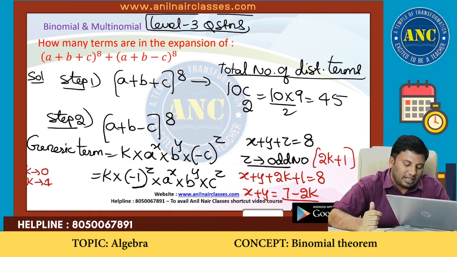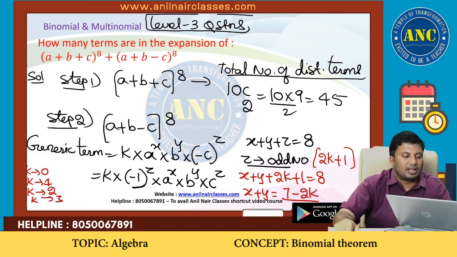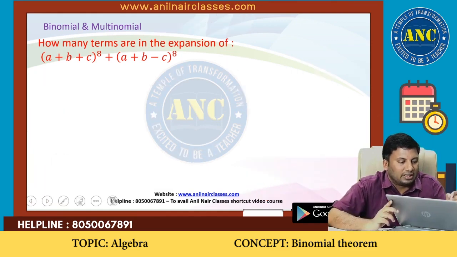Odd number, the starting number is 1. So next number is 3. Next number is 5. Next number is 7. K can take 0, 1, 2, 3. I hope it is clear. I will do it in the next slide.